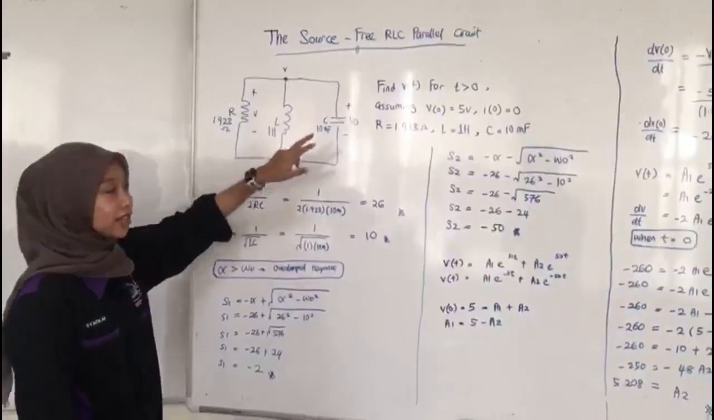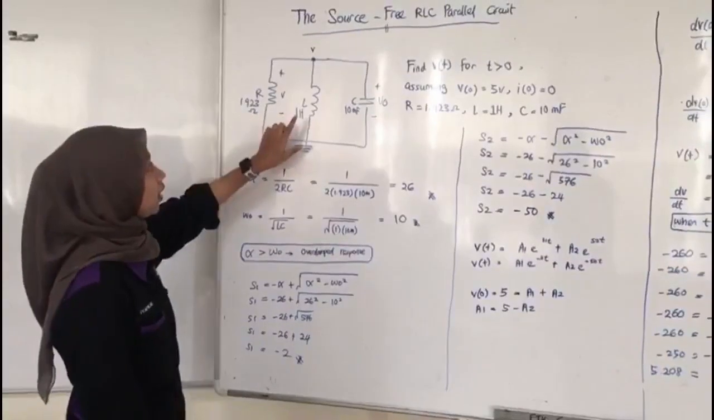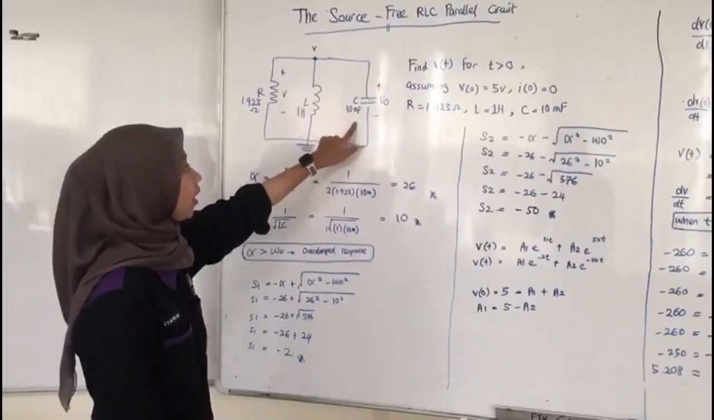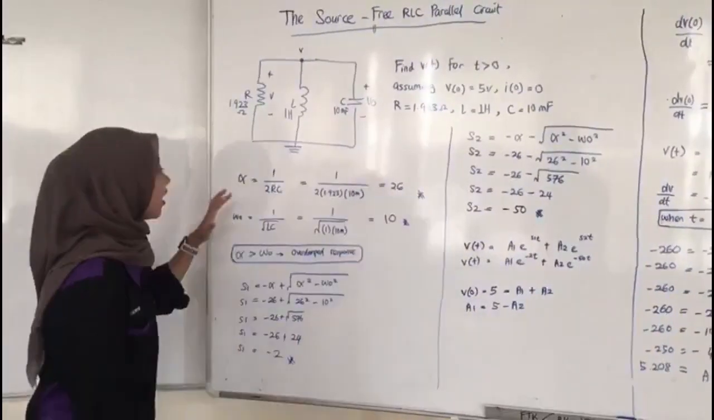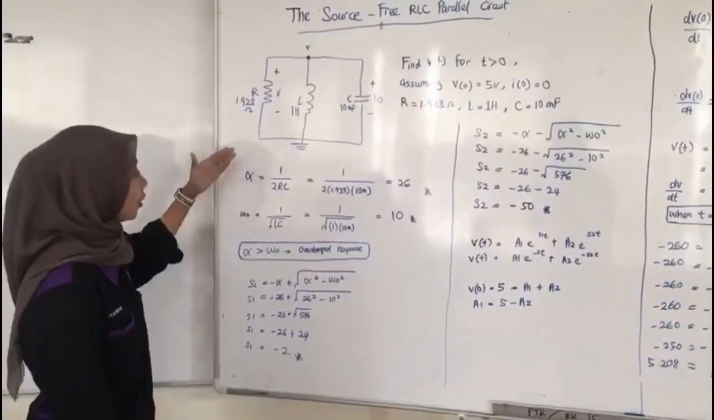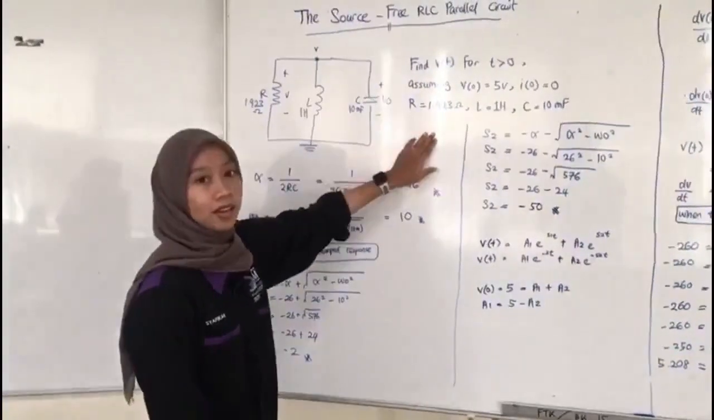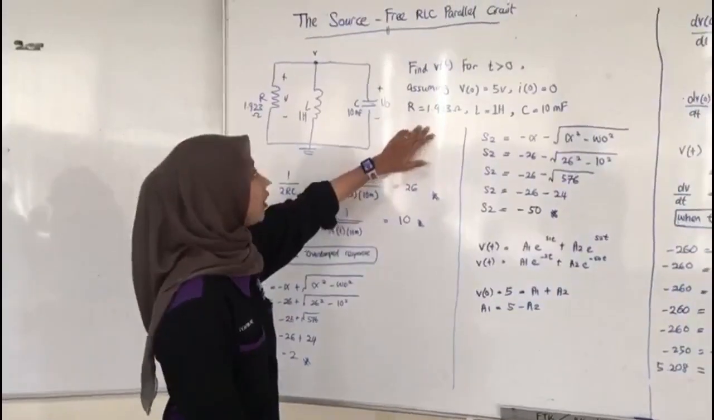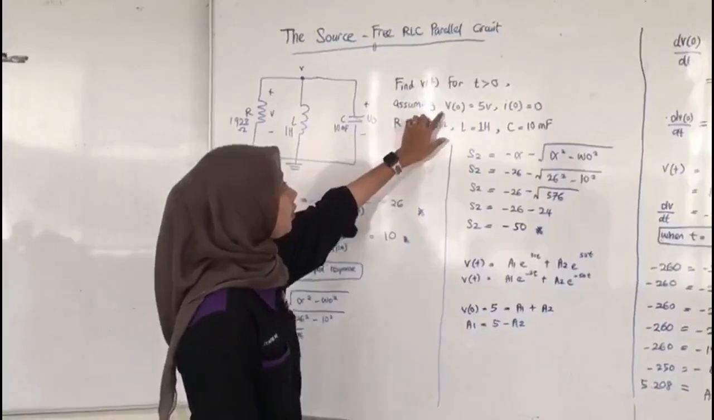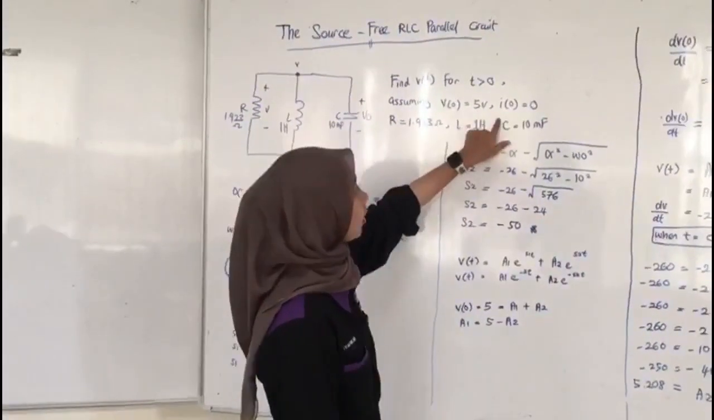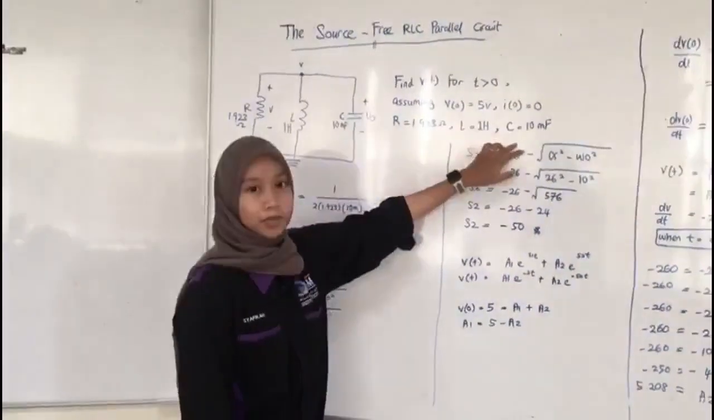So this is the circuit. We have a resistor of 1.923 ohm, an inductor of 1 Henry, and a capacitor of 10 millifarad. This is how we get alpha and omega naught based on the equation they want. The question is to find v(t) for t more than 0, assuming V naught is 5 volt, I naught is 0, and given the values of R, the inductor and the capacitor.